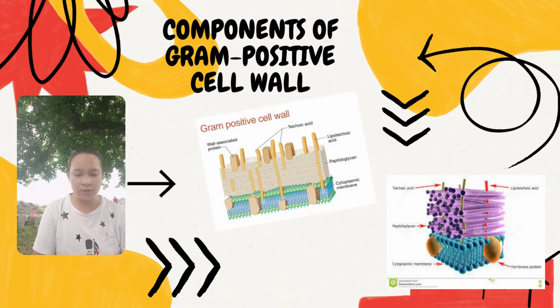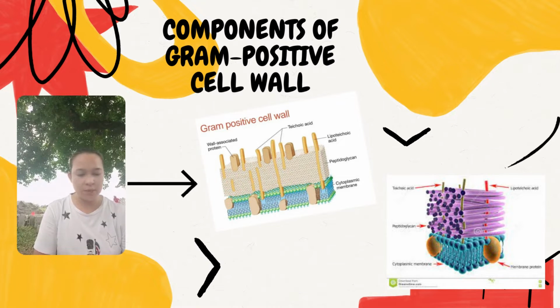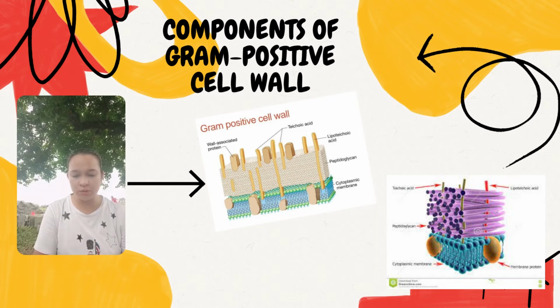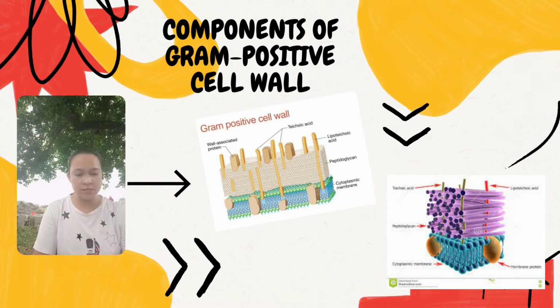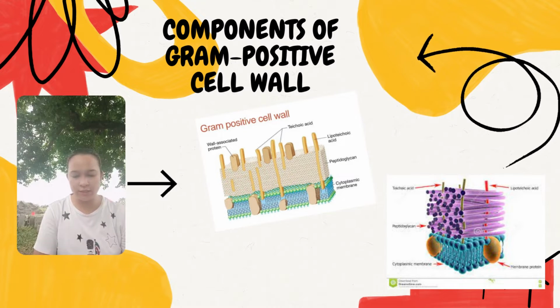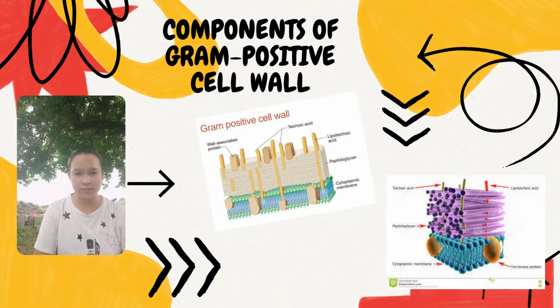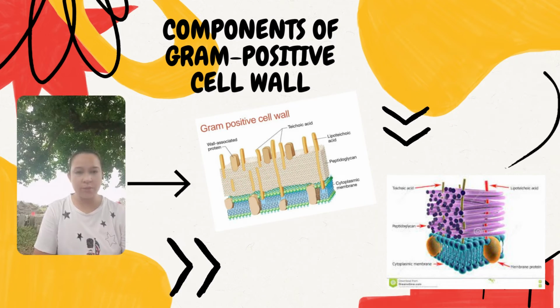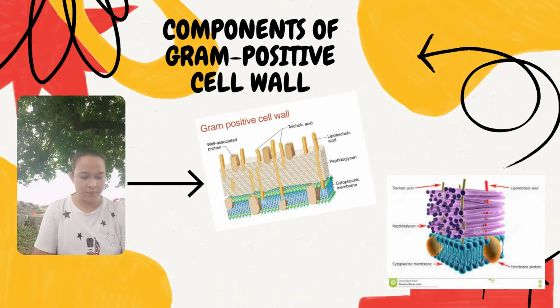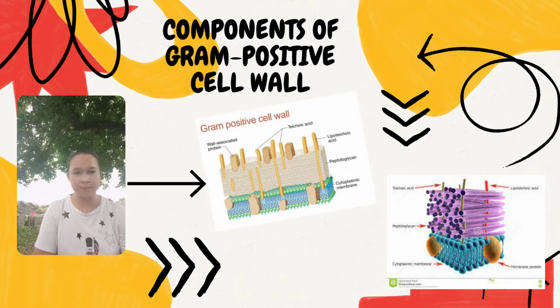Polysaccharides. Polysaccharide molecules include neutral sugars such as mannose, arabinose, rhamnose, and glucosamine. It also includes some acidic sugars such as glucuronic acid and mannuronic acid. Diagrammatic presentation of a typical gram-positive bacterial cell wall.